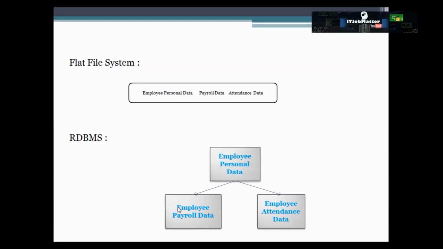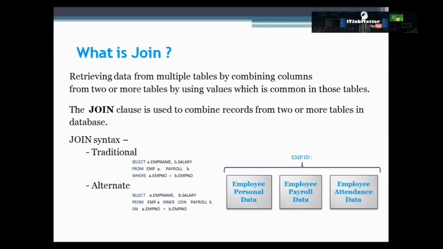And on top of that, to retrieve the information from these tables, in the late 70s a separate language was introduced called SQL, Structured Query Language. Now there can be a scenario where a person wants to retrieve employee personal data and employee attendance data together. That's where join comes into the picture. Retrieving data from multiple tables on the basis of some common attribute is called a join operation in RDBMS, and the join clause is used to combine records from two or more tables in a database.